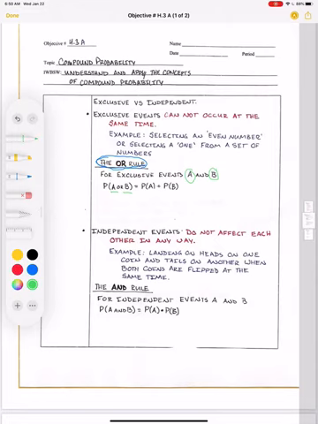This is called the AND rule. So again, for independent events A and B, the probability of finding A and B, that's important there, the and instead of or, is going to be the probability of A times the probability of B.